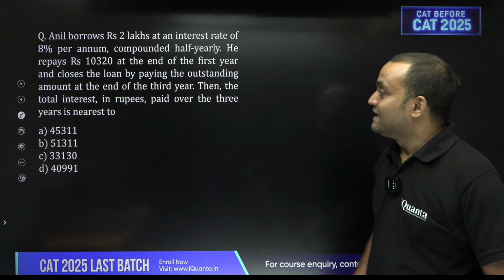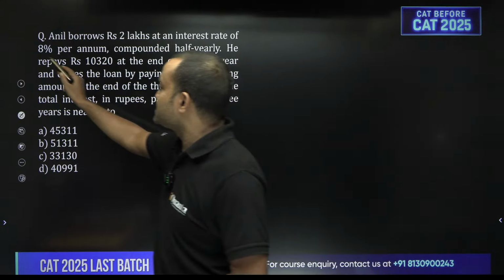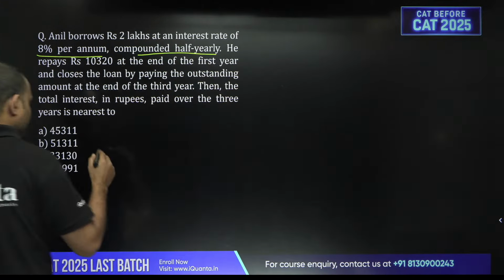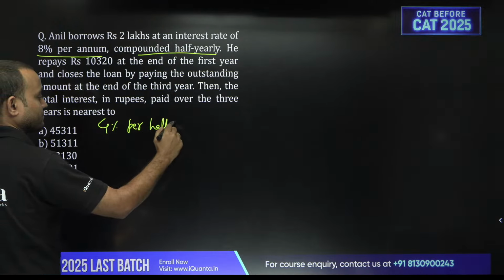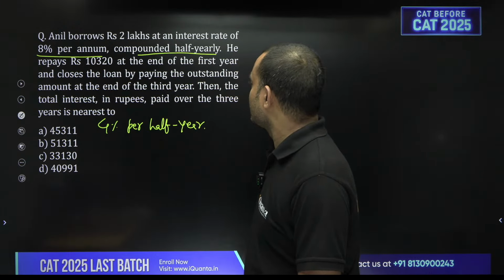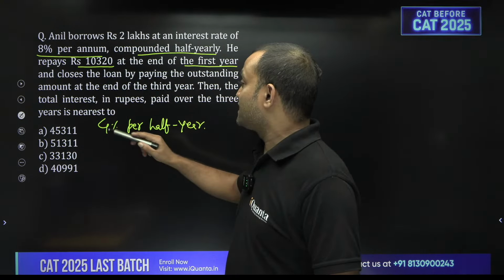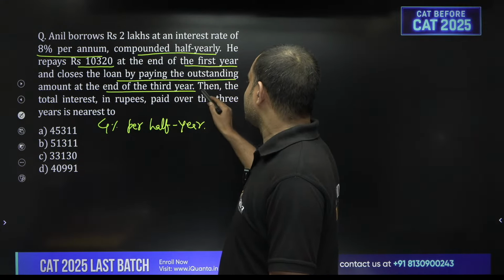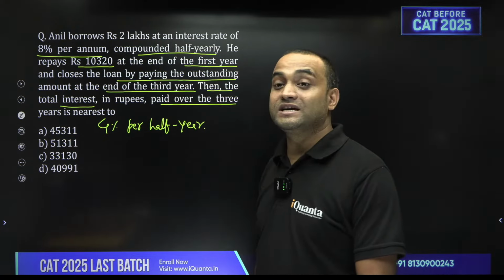All right. It says Anil borrows 2 lakh rupees at an interest rate of 8% per annum, but it's being compounded half yearly. Means rate of interest is 4% per half year, right? 8% per annum, 4% per half year. He repays 10,320 at the end of first year and closes the loan by paying the outstanding amount at the end of third year. Then the total interest in rupees paid over the 3 years is nearest to?